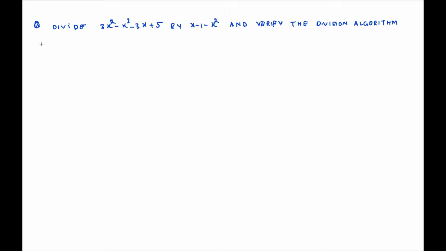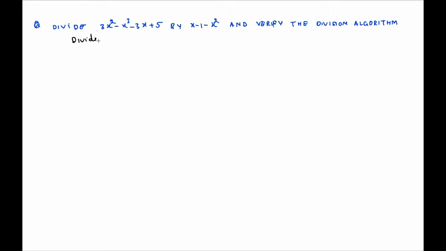Divide 3x squared minus x cubed minus 3x plus 5 by x minus 1 minus x squared and verify the division algorithm. You note one thing here. These polynomials are not written in the descending order of their degrees. So first arrange the terms in the descending order of their degrees.